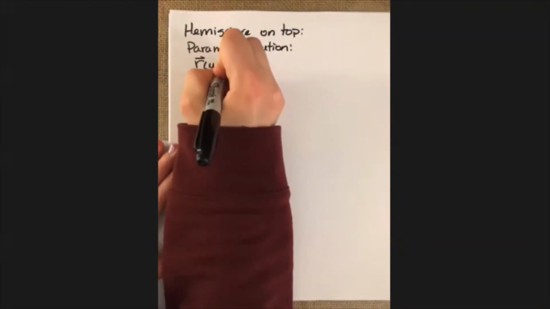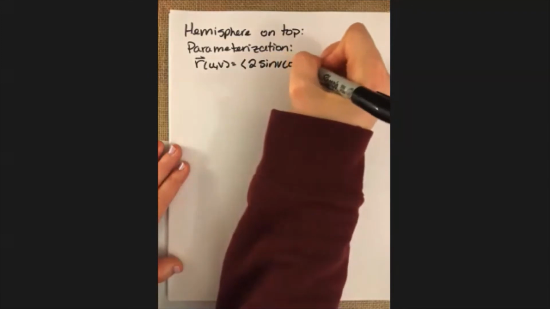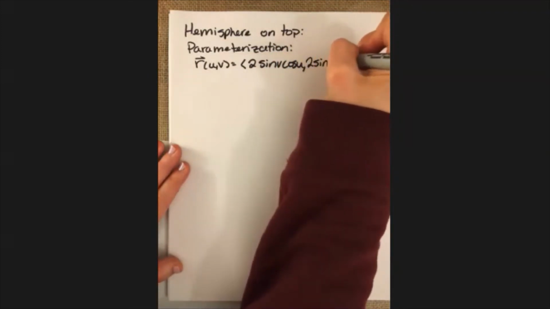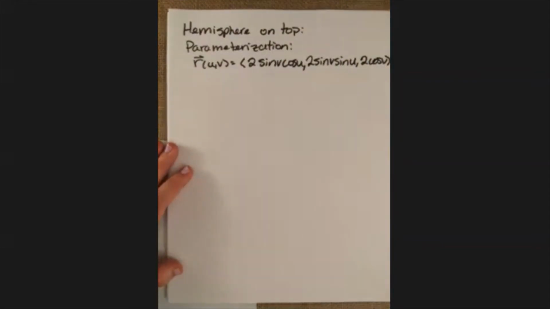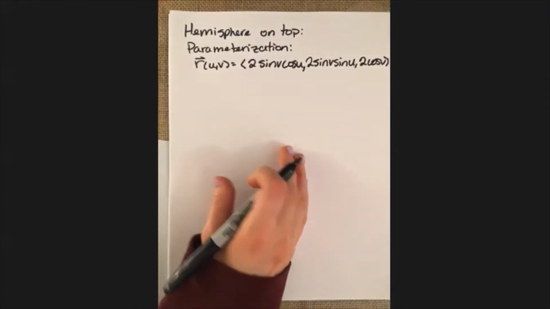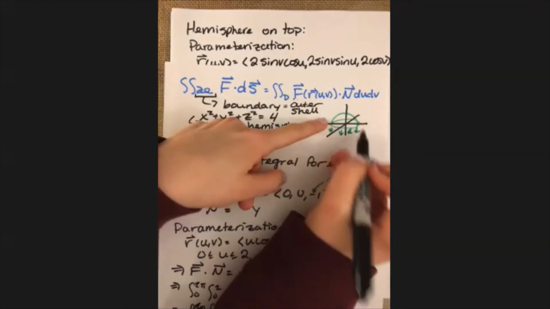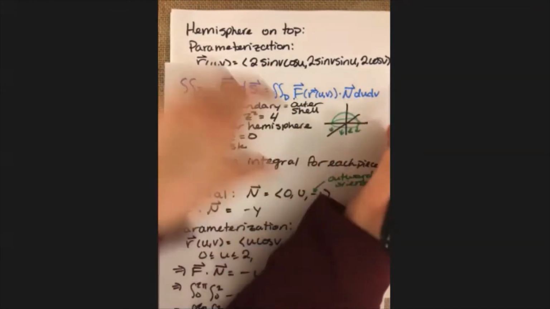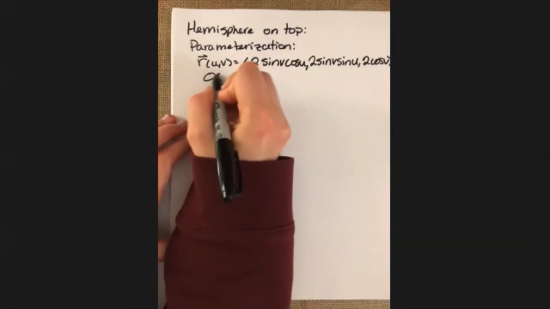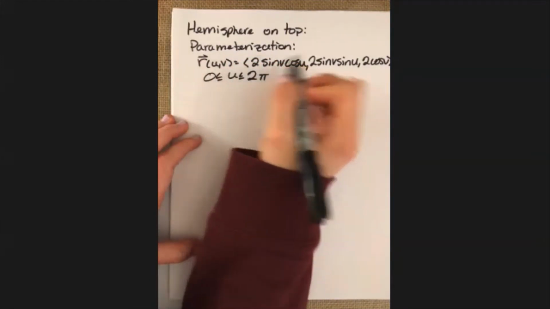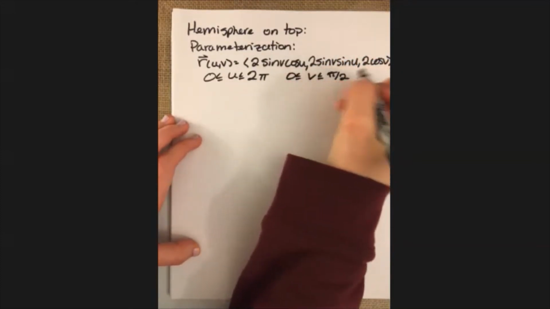So we get r of u, v is equal to 2 sine v cosine of u, 2 sine v sine of u, and 2 cosine of v. Okay. And I can go back and look at our picture again here, since we do want to make sure that we're taking the entire hemisphere all the way around, at least around the xy plane, and we only want the top half of it though, we want our u to be able to go all the way around, so 0 to 2 pi, and I want v to be between 0 and pi over 2.